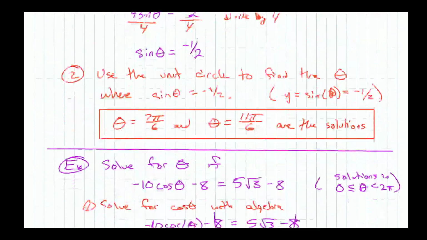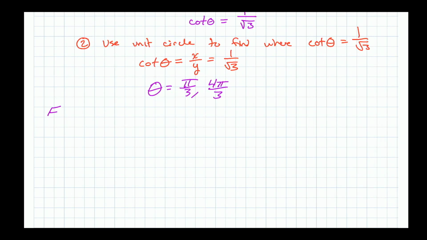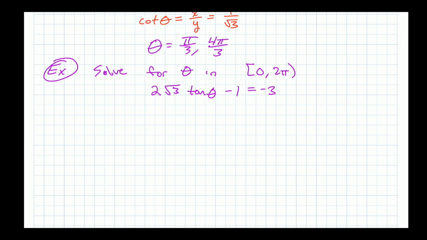All right, let's do another one. Example. Again, solve for theta in 0 to 2 pi, and we want 2 square root 3 tangent this time minus 1 equals negative square root, no, just negative 3. All right, and again, what are we going to do? We're going to solve for the trig function.